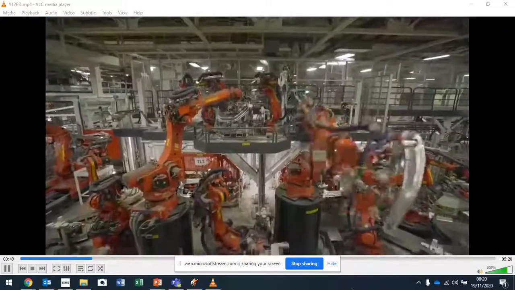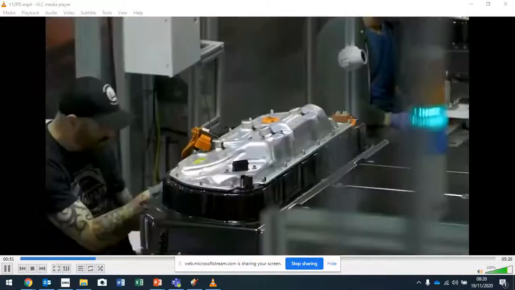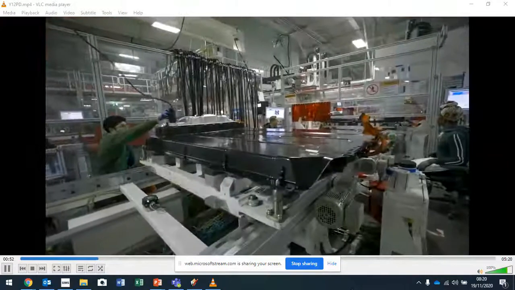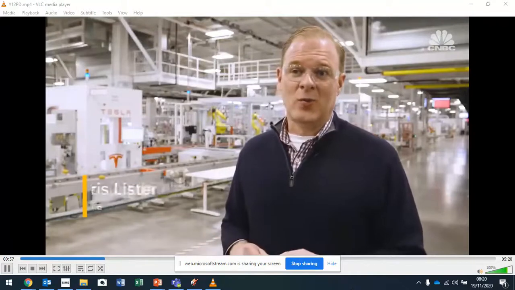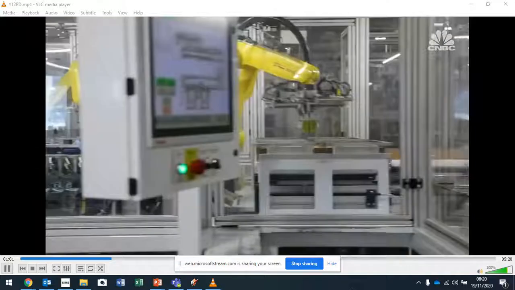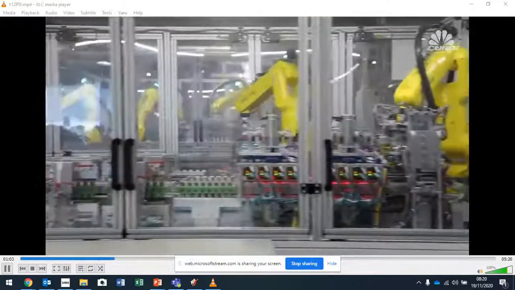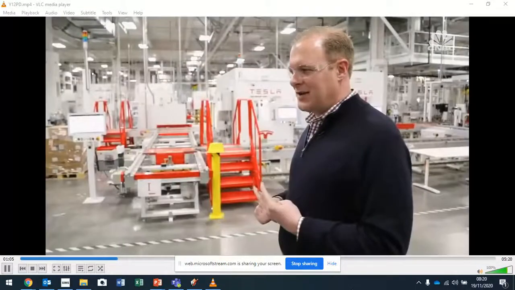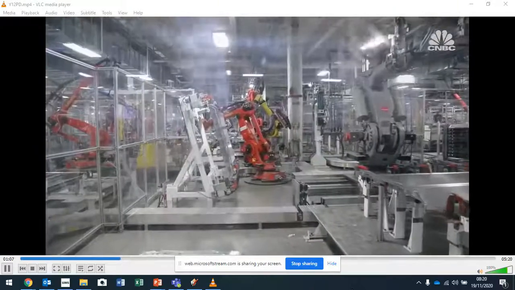The company's first fully built factory will serve as the model for what eventually could be a dozen massive Tesla factories globally. In order to transition the world to sustainable energy, we really needed to build this big, build this boldly, and really build as many battery cells as we possibly could to really accelerate this transition, Chris Lister, Tesla's vice president for operations, told CNBC.